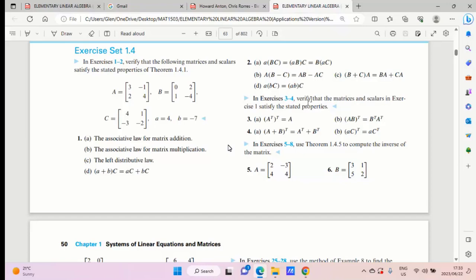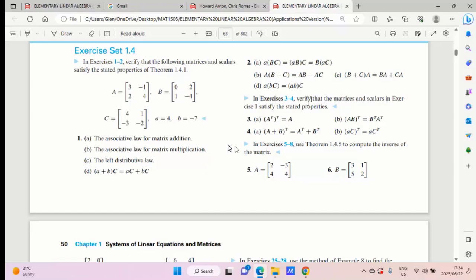Okay, let's see. 28. Are you sure? Yes. So that's what we should get. First row: minus 34 and minus 21. Second row: 52 and 28.